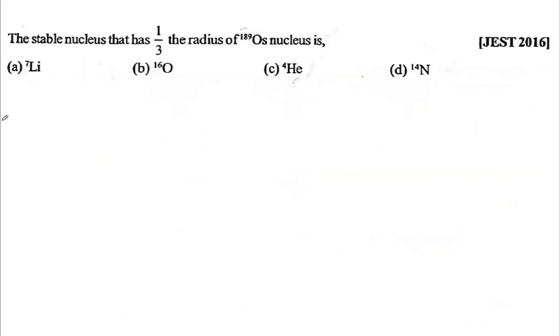the stable nucleus that has 1/3 the radius of the osmium nucleus. Now osmium has mass number 189, and atomic number I think is 76, and here we will use the radius formula. So we have to find the nucleus which has 1/3 of the radius of osmium.